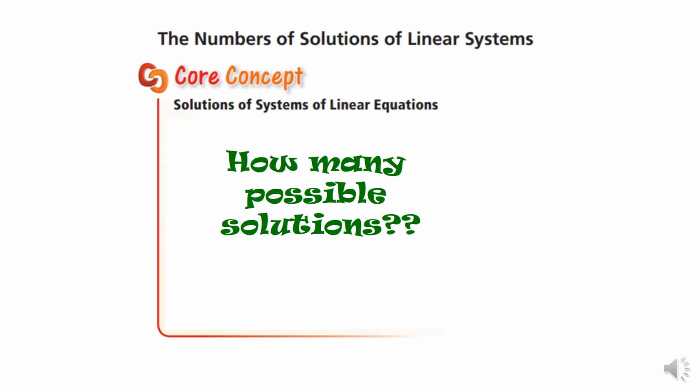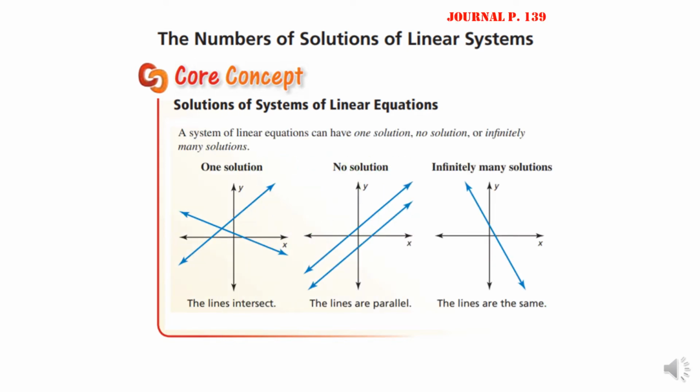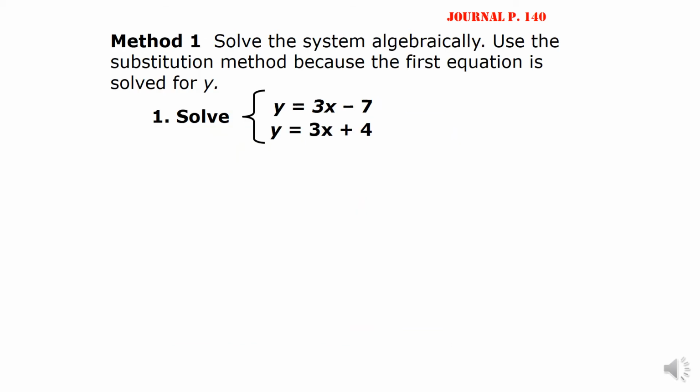Okay, so this is asking you how many possible solutions, and here are your choices: one solution, zero solutions, or, and you can't see the second line here, but there's a second line, the coincident or the same line. So that's what we just talked about, and that was in your journal, so you can find it there.